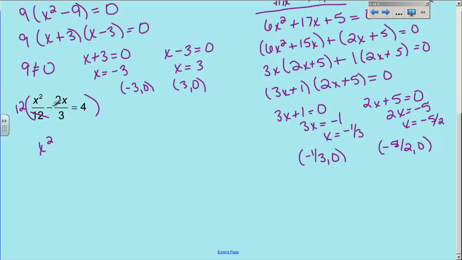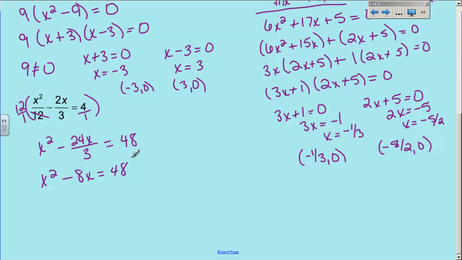And then when I multiply over here, remember this is the same thing as 12 over 1. Well, 12 times 2 becomes 24x over 3. And then also, this is 4 over 1. I have to multiply this times this as well. Well, 12 times 4 is 48. It becomes 48 over 1, which is just 48. So the only thing I have to do is simplify this. Well, 24 divided by 3 is what? It's 8. So this becomes x squared minus 8x equals 48.